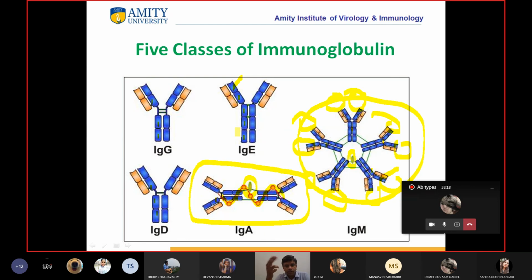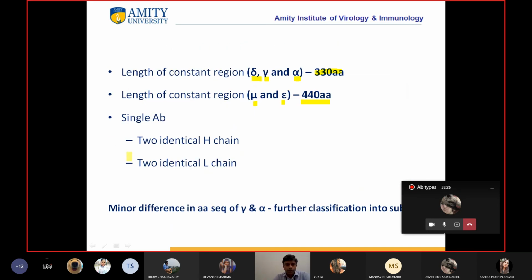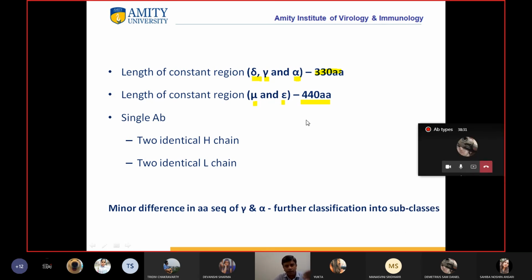Okay, so if it's a pentamer, whatever your number is, you have to multiply it with 5 to get the correct answer, right? So when these sequences were carried out, it was observed that for mu and epsilon, it is almost 440 amino acids, whereas for these three types, it's 330 amino acids. Okay, and these are the major sequences, and these major sequences had some minor differences, right?